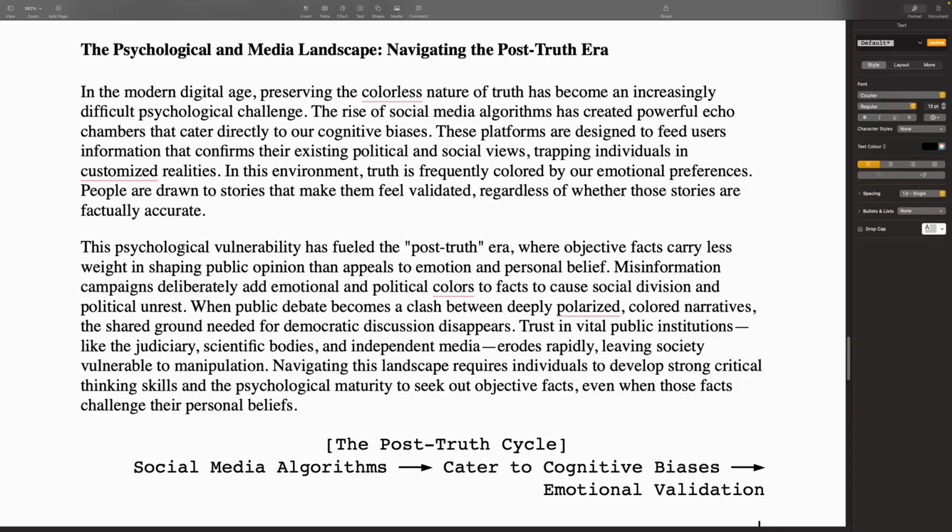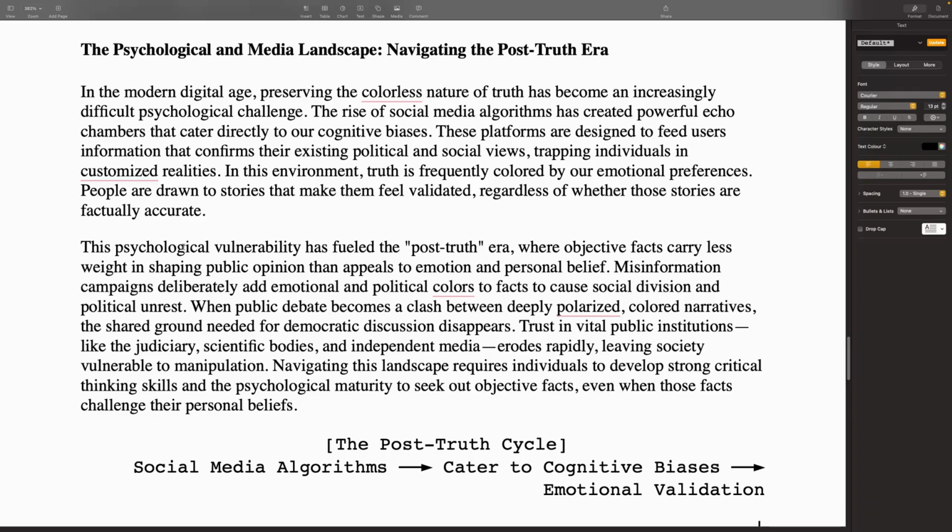In this environment, truth is frequently colored by our emotional preferences. People are drawn to stories that make them feel validated regardless of whether those stories are factually accurate. This psychological vulnerability has fueled the post truth era, where objective facts carry less weight in shaping public opinion than appeals to emotion and personal belief.